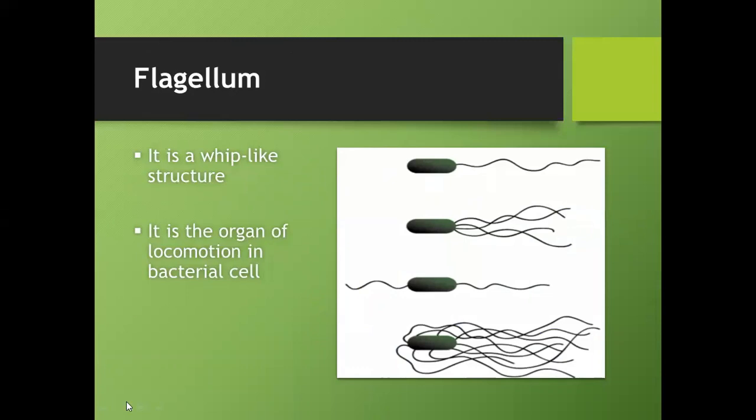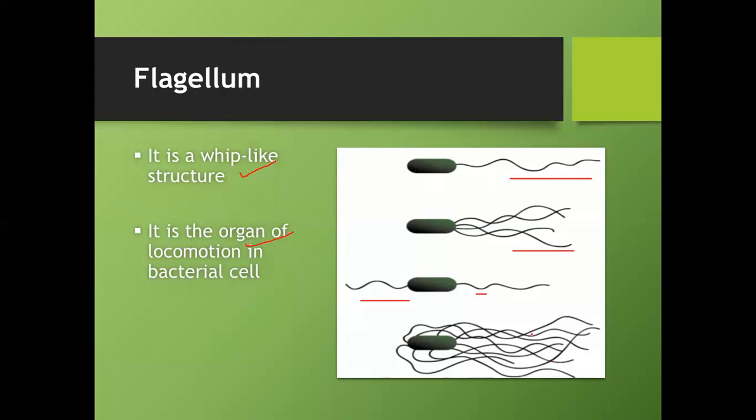So we also said we have flagella on the outermost part, and these are flagella. You have different kinds of flagella, so you can have one, or several, you can have them on different sides, or you can have them all over the bacteria. It is a whip-like structure, and it is the organ of locomotion. The ones that you're seeing here are external flagella.